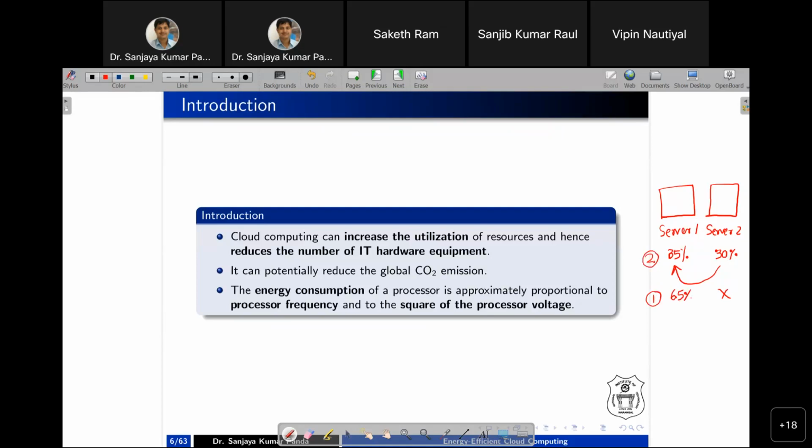So if you want to reduce the number of IT hardware requirements, then obviously the first solution is preferable. Or you can say, if the relationship between CPU utilization and power consumption is linear, then the first solution is better. But if the relationship is not linear, then obviously the second solution is better, because if you increase the utilization, power consumption drastically increases. In that case, obviously the second solution is better.